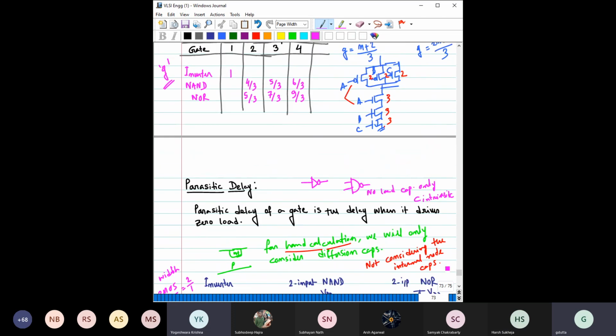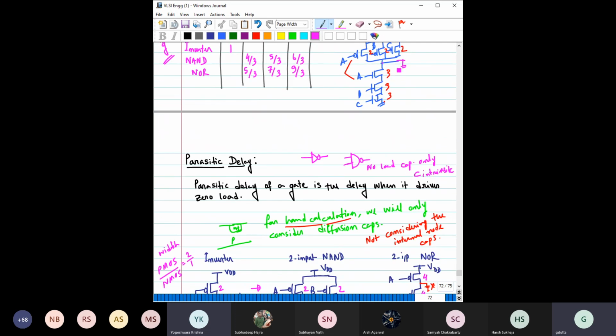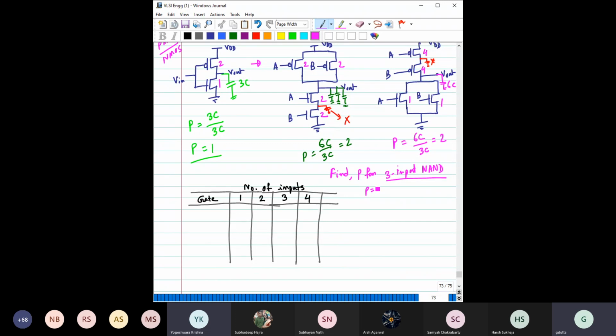Okay, let us see this. We have drawn here, right? So see, what is the total capacitance connected with this output node? This is the output node. Here it is 2C, 2C, 2C, 3C. So it is 6 and 3, 9. So the total parasitic capacitance connected at the output node is 9C. So it will become 9C by 3C. So that makes this one as 3.